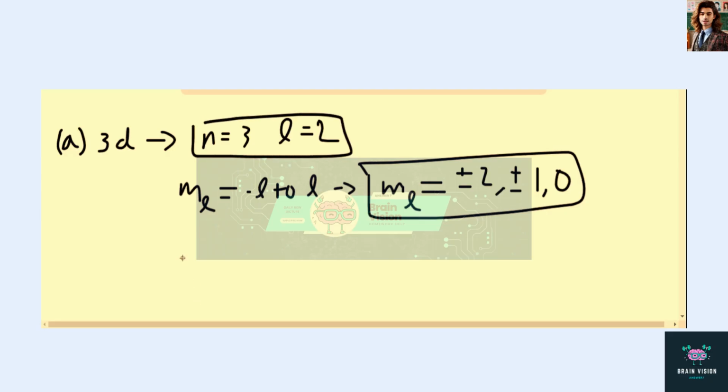This is also part of our solution. And the last one are the spin quantum numbers, m sub s. Since we're dealing with electrons, they can only have spin up or spin down. So plus or minus 1/2, spin up or spin down, since it's an electron.